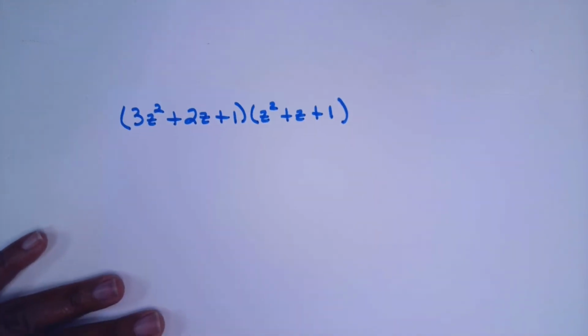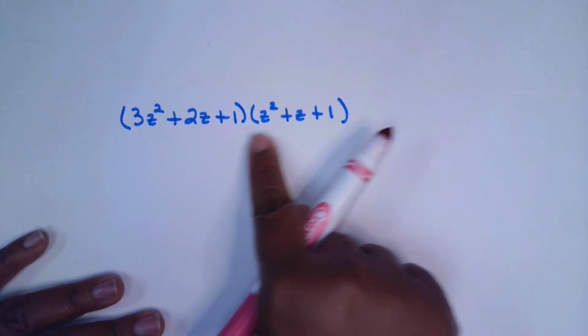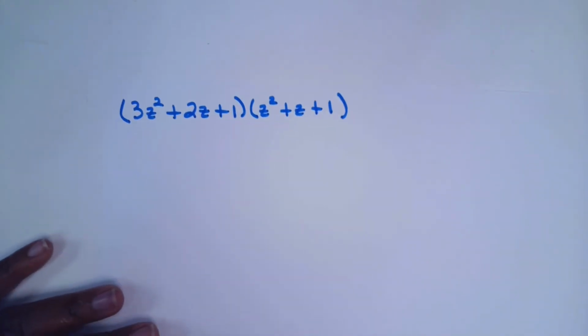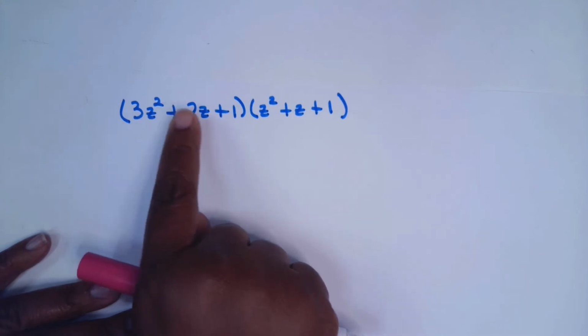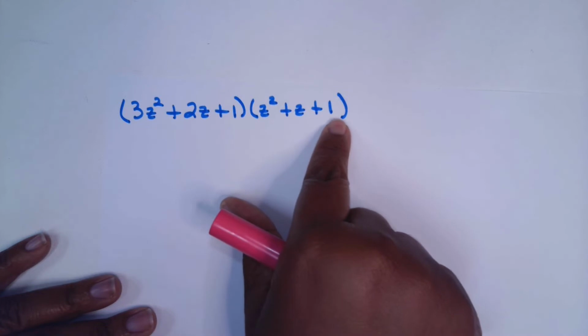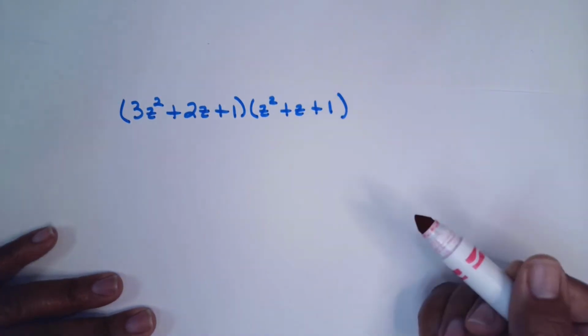Now this is a big one. We have a trinomial, 3 terms, times another trinomial. But we're still going to use the distributive property. We're going to take each term in the first parenthesis and distribute that and multiply it to every term in the second parenthesis. So here we go.